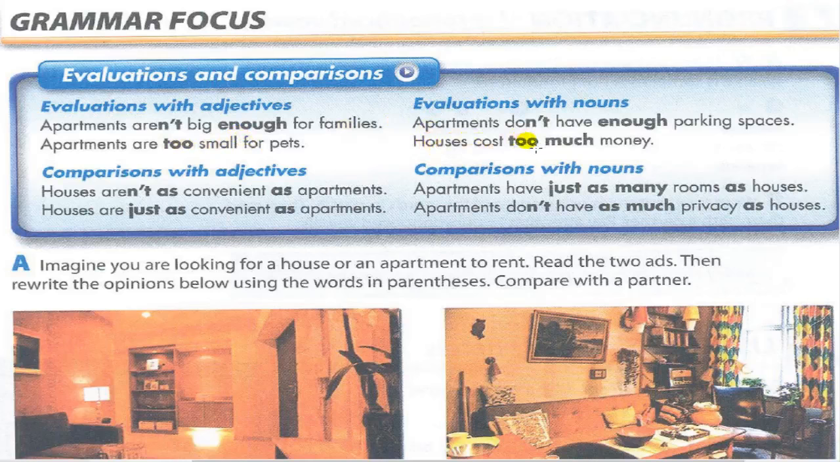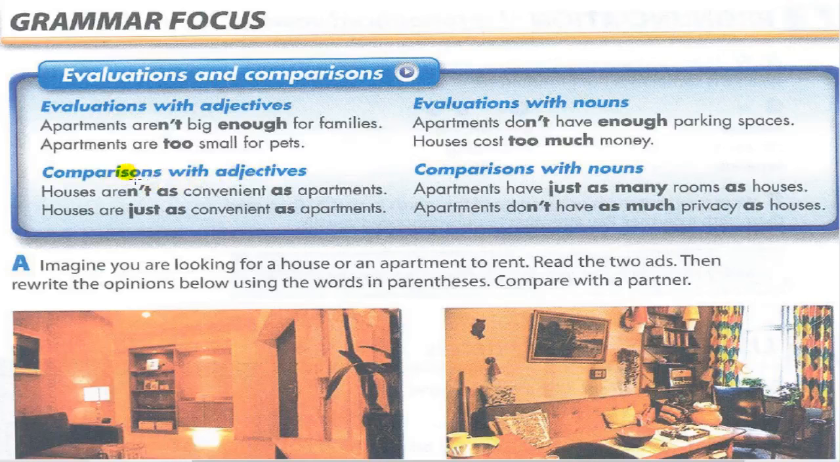Houses cost too much money, too much. After much, we have an uncountable noun, non-count noun. Money, water, oil, parking. We can't count the word money, but we can count pounds, dinars, riyals, Saudi riyals, dirhams. I count dirhams. I count Egyptian pounds, but I can't count money. I say he's rich, he has a lot of money. So money here means what? Money in the bank, companies, cars, villas, buildings, houses, a lot of things. Comparisons with adjectives.